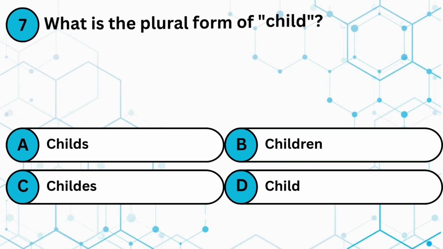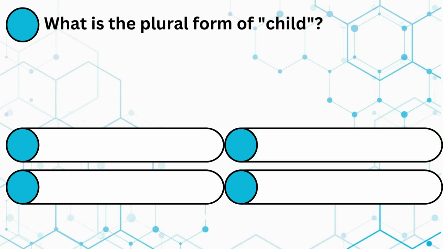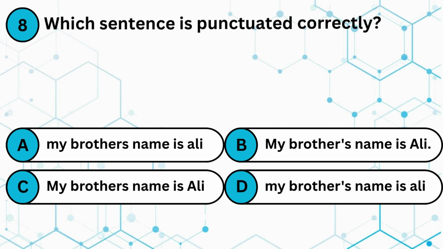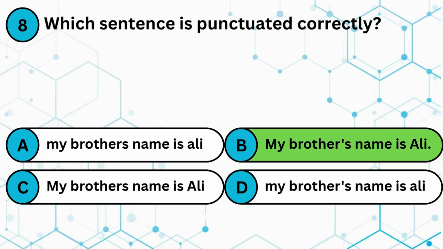What is the plural form of child? Correct answer is children. Which sentence is punctuated correctly? Correct answer is, my brother's name is Ali.